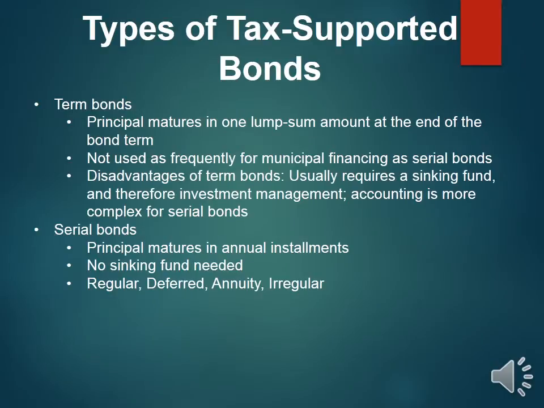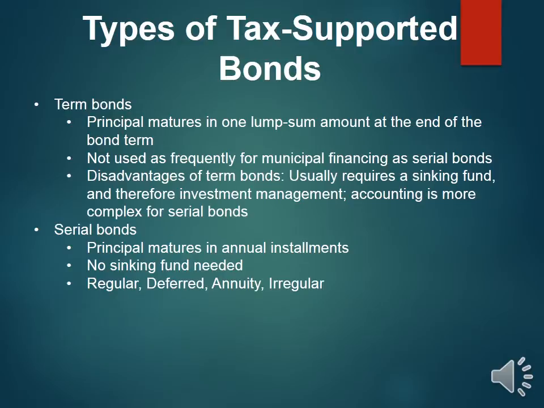Now we'll talk about the two main types of tax-supported bonds. First, term bonds. These are where principal matures in one lump sum at the end of the bond term, sort of like the balloon type maturity that you see with mortgages sometimes. They're not used as much as serial bonds, and the disadvantages are that they require a sinking fund, and therefore investment management and accounting is much more complex. The sinking fund is where the entity has to set aside funds for repayment of the debt, but it helps them maintain their liquidity.